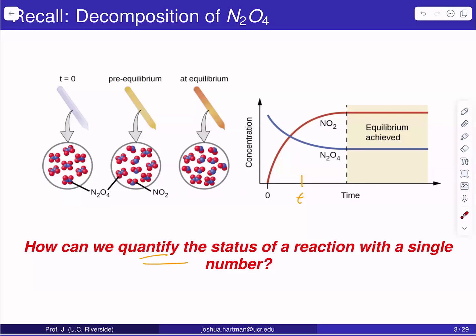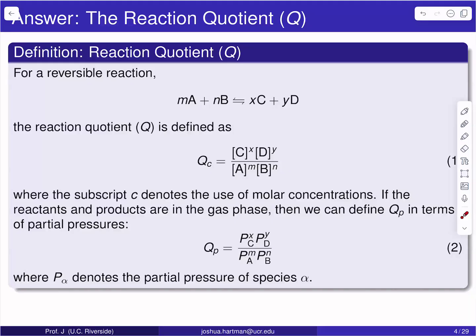Okay, so now the question comes in, how could we quantify the status of a reaction with a single number? For example, if we were to pick some arbitrary time t, we would want to be able to say quantitatively, what is that reaction doing? Where is this reaction on its path to equilibrium? And perhaps the question could be answered by saying, hey, well, the reaction is already at equilibrium, or perhaps it's at some other point. We want to be able to quantify this and understand this better. And so the answer to that question comes in the form of what we call the reaction quotient.